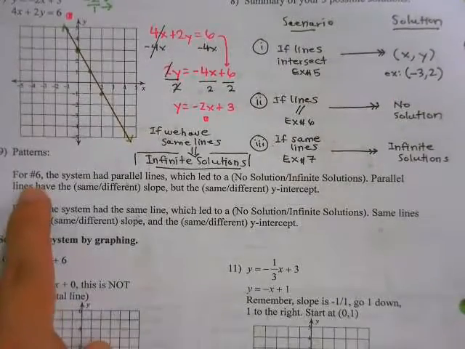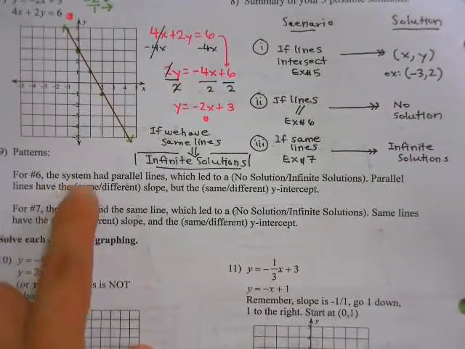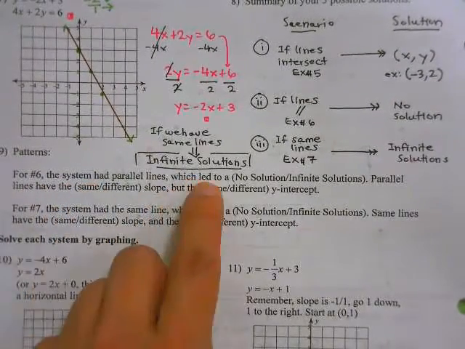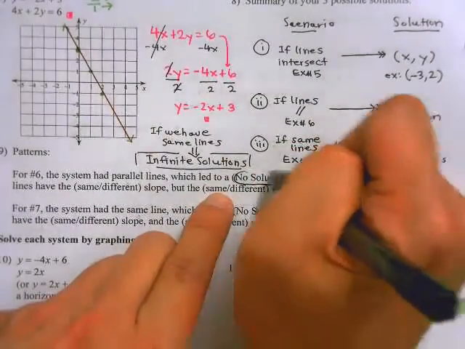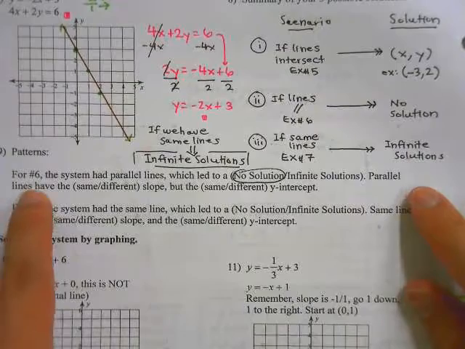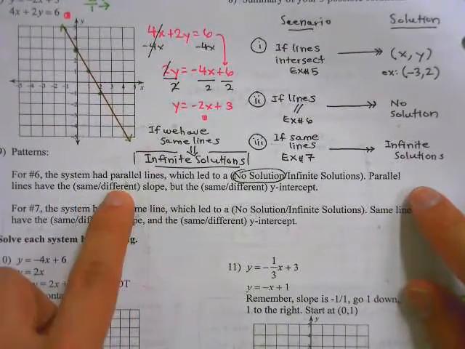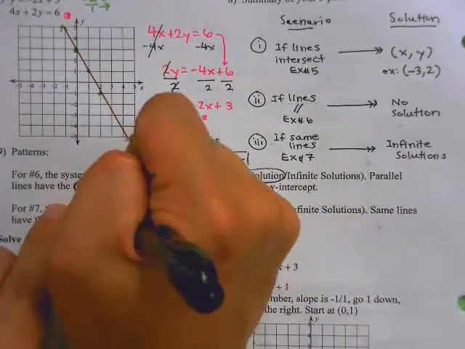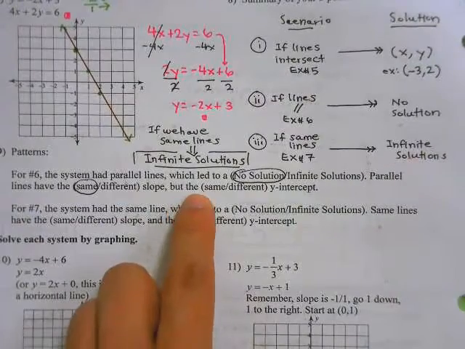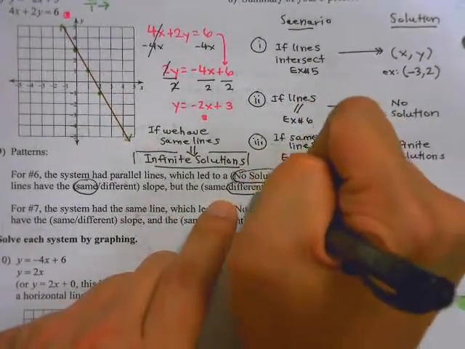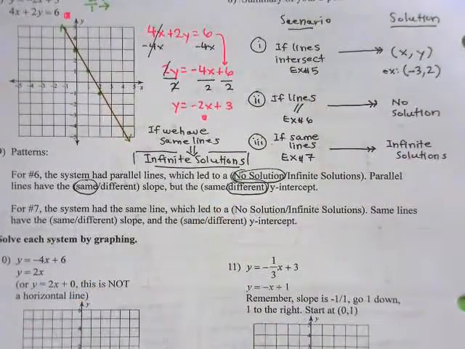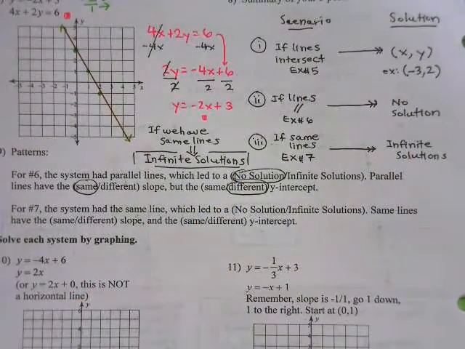Okay, for number 9, the system had parallel lines, which led to a no solution or infinite solution? Which led to a no solution. Circle that. Parallel lines have same slope or different slope? Same. They have the same slope, but same y-intercept or different y-intercept? Different y-intercept, yes. Okay. The system had parallel lines, which led to no solution. Parallel lines have the same slope, but different y-intercept.